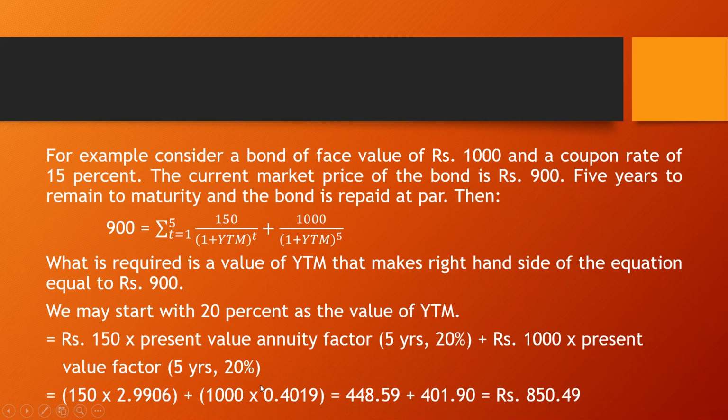So we'll be multiplying those values together and taking the total, and we'll get the answer as 850.49. If you are going to hold that security till maturity, then the value that you receive is rupees 850.49. So we see that it is less than the market price, which is 900. So we cannot take this percentage. We need a percentage which will make the calculation equal to 900.